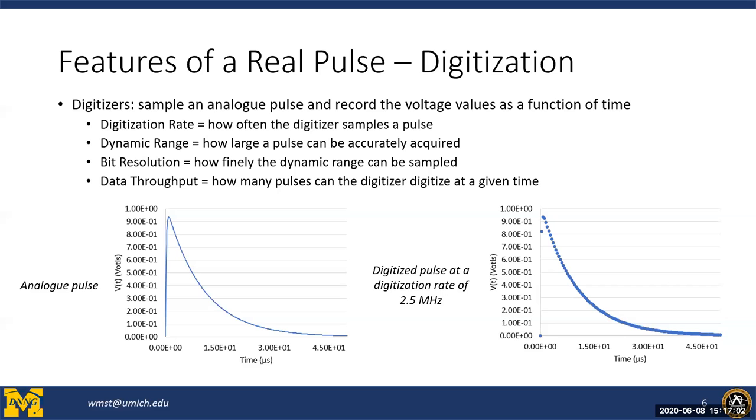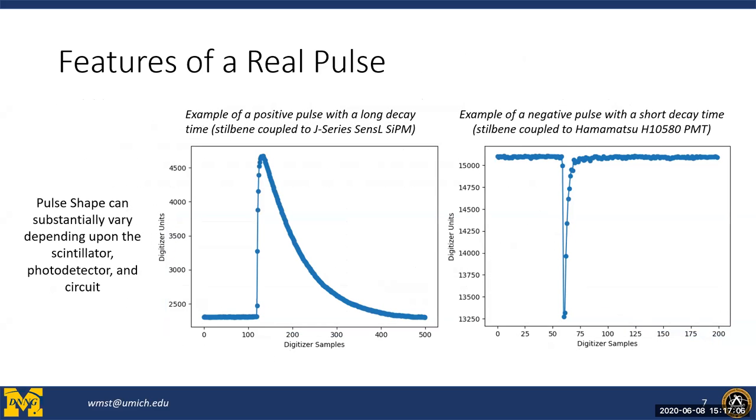So what are some actual pulses? What do some actual digitized pulses look like? Here I've given 2 examples of typical pulses that you could come across. The first one is a naturally positive pulse with a long decay time. This is still being coupled to a J-series sensor silicon photomultiplier. And we can see we do get a decent amount of points in the rising edge here, and then we very well acquire our falling edge.